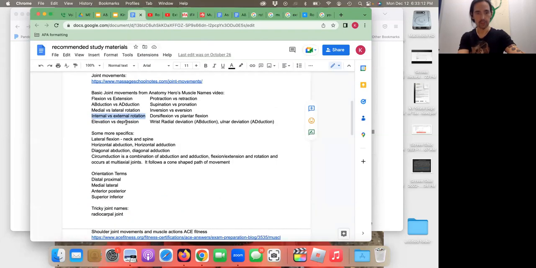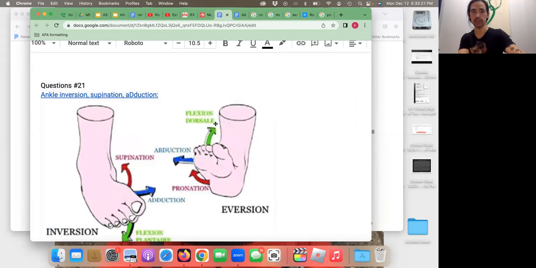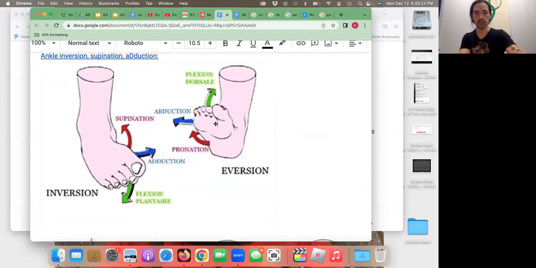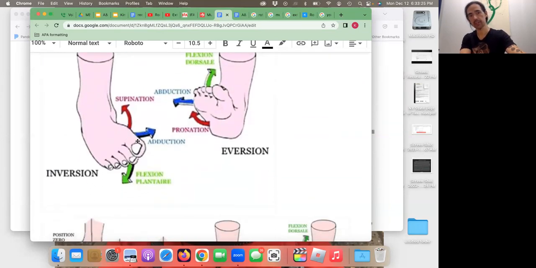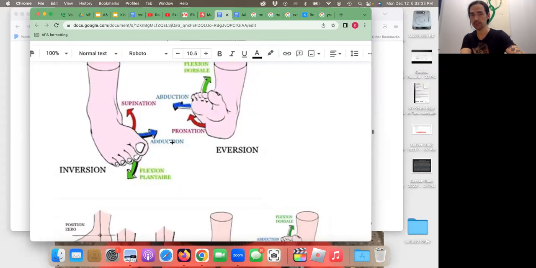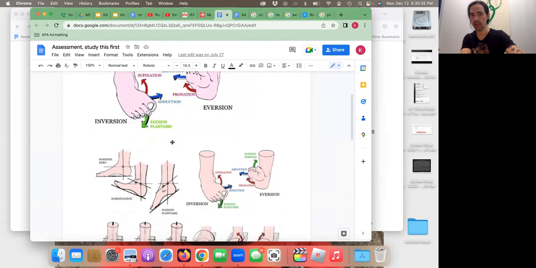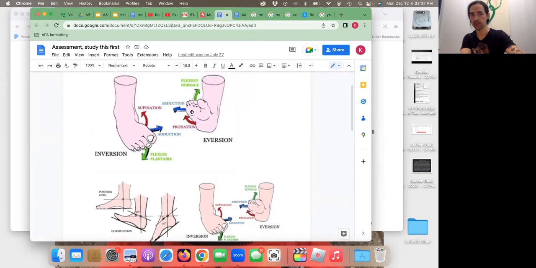Okay, so internal rotation, supination and pronation, inversion versus eversion. Let's go back to that foot. So this is inversion. That's where the big toe side picks up. That also has a lot of supination in it. And then eversion is where the pinky toe side picks up. There's pronation in that one.